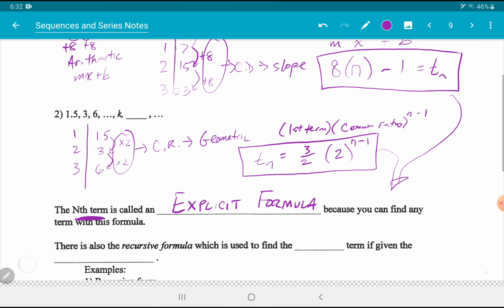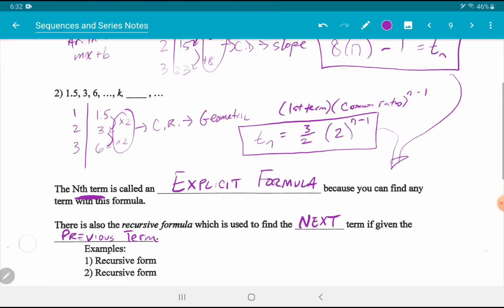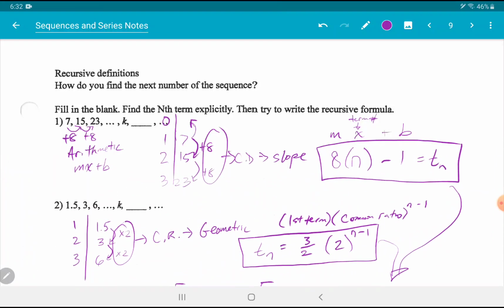Now compare that with what we're going to study today, which is the recursive formula. The recursive formula is used to find the next term if you're given the previous term. Okay, so that's what we're going to look for. Given the previous term, how do we actually get to the next term? So let me detail what that exactly looks like in examples 1 and 2.